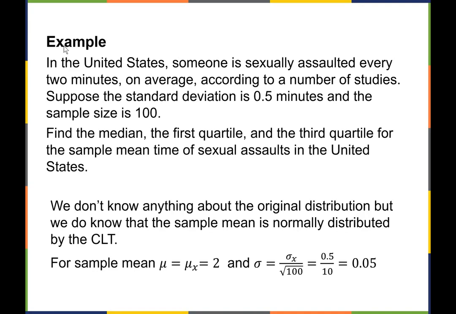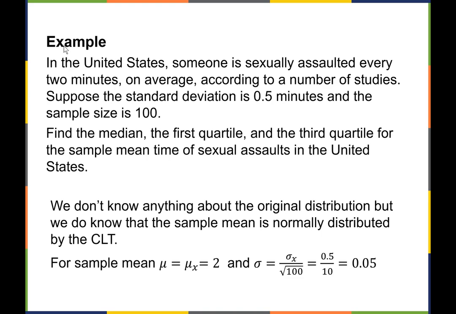In the United States, someone is sexually assaulted every 2 minutes on average, according to a number of studies. Suppose the standard deviation is 0.5 minutes and the sample size is 100. Let's find the median, the first quartile, and the third quartile for the sample mean times of sexual assaults in the United States.